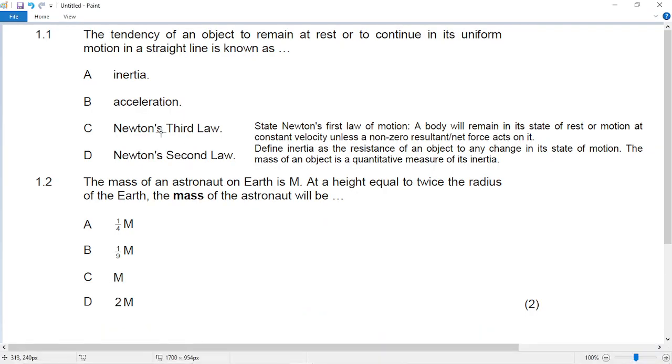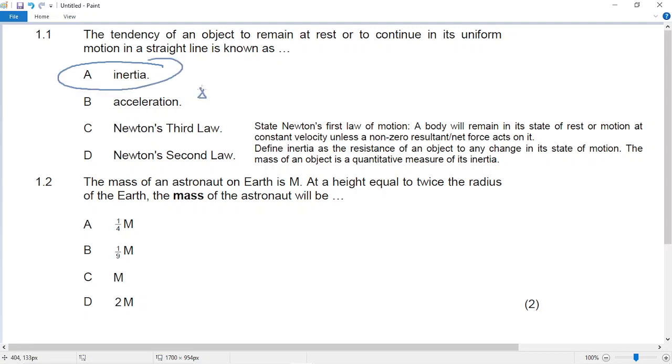Okay, this is the November 2016 Physical Science Paper 1 multiple choice questions. It says the tendency of an object to remain at rest or continue in its uniform motion in a straight line is known as what? It is known as inertia.